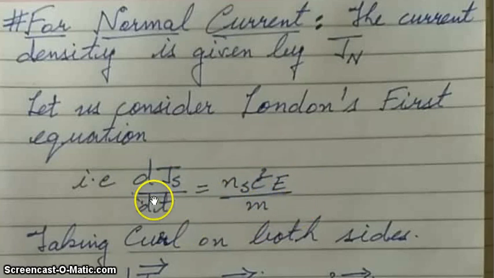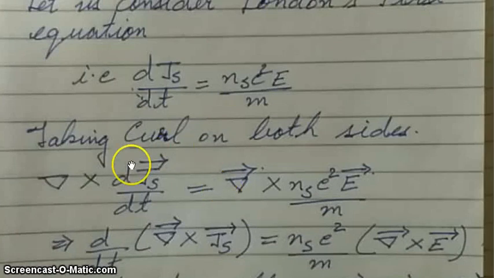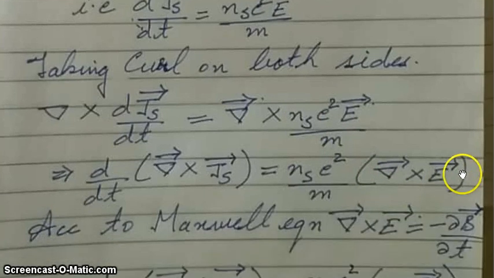Now taking curl on both sides, del cross dJs/dt is equal to del cross of ns e² E vector / m. Take d/dt outside on the left-hand side; the rest of the term becomes del cross Js vector, equal to, here take ns e²/m outside, the rest of the term becomes del cross E vector, right?